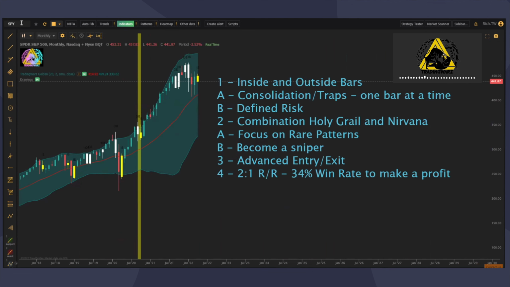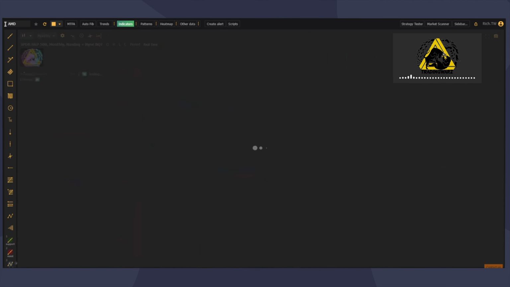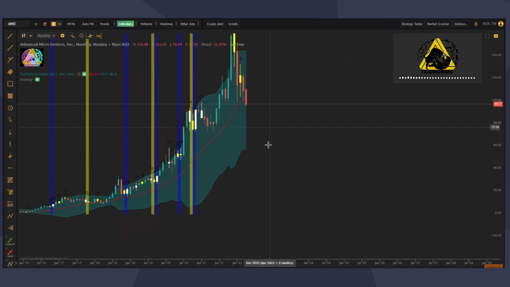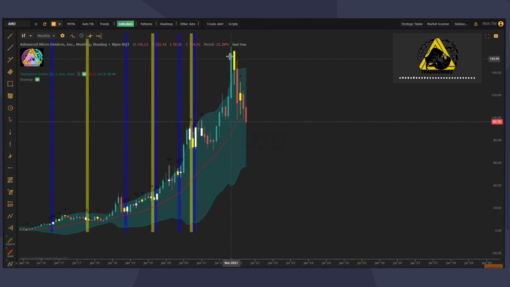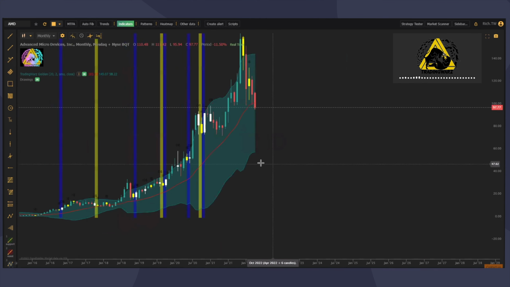We could look at something like AMD, and we could see that a lot of times we have these inside bars at the top of the Bollinger Bands, at the middle, and at the bottom. So the Bollinger Bands, I love using those as well, but those are only for the higher time frames. Like I love to use them on the weekly and above. So weekly, monthly, and anything above that. And the reason why is because it just helps me to gauge the overall trend.